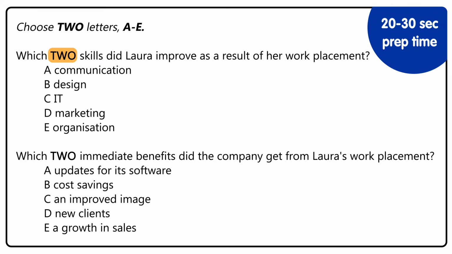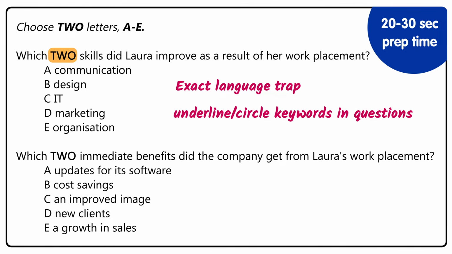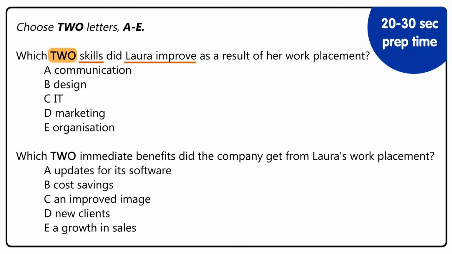These types of questions are a little bit challenging and difficult because one of the most common traps in these parts is the exact language trap. As you remember, we worked on this type of trap in our previous videos. So you should be very careful of this exact language trap. And the second thing that we have to do is underline or circle keywords in questions. So here, our keywords are skills, Laura improve, result of work placement.